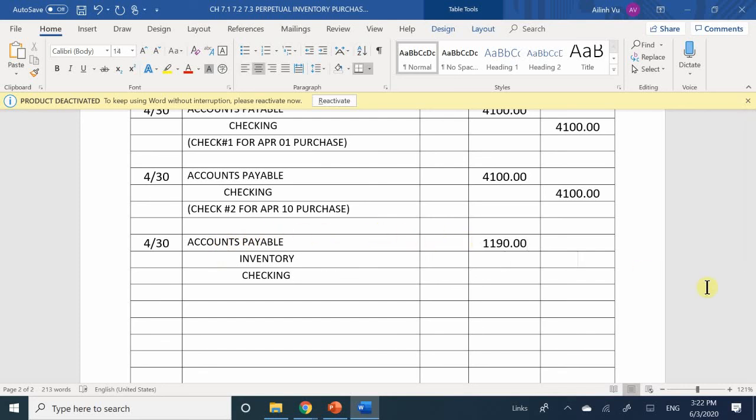How much was the discount again? It was $59.50. All right. Go ahead and calculate the difference so we can know how much the check is going to be written out for. It's $1,130.50. And that is what we are going to be writing our lovely check for.